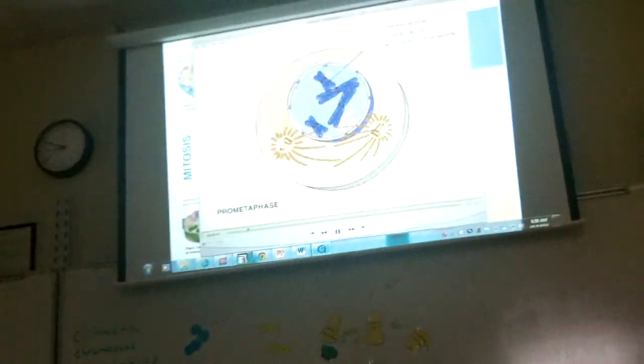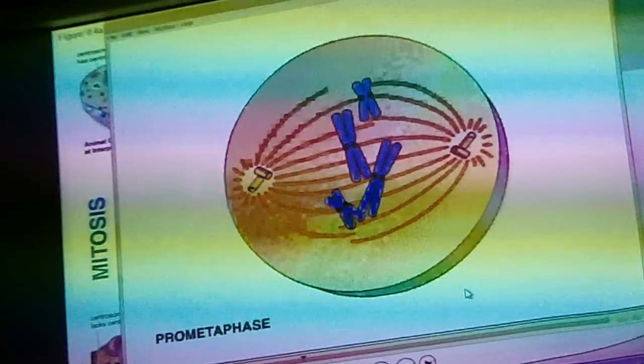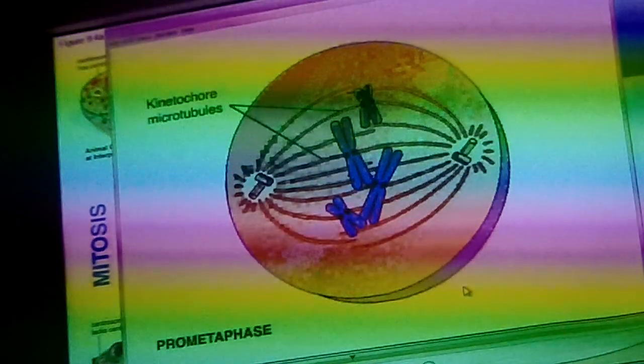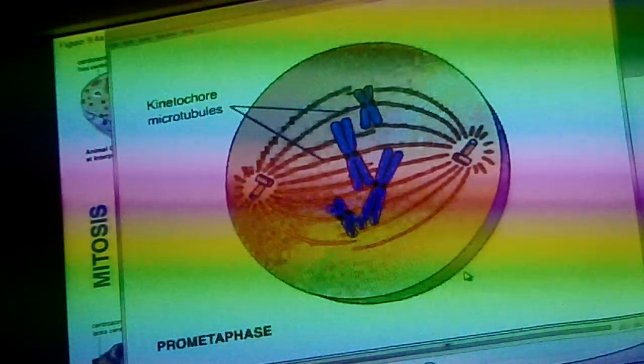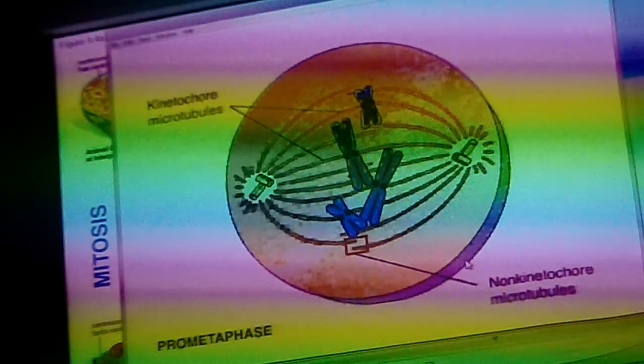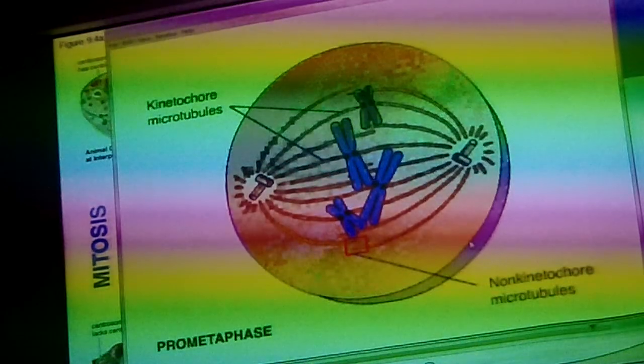During formation. prometaphase, the nuclear envelope breaks into fragments. Some of the spindle fibers reach the chromosomes and attach to kinetochores, structures made of proteins and specific sections of DNA at the centromeres. Non-kinetochore microtubules overlap with those coming from the opposite pole.